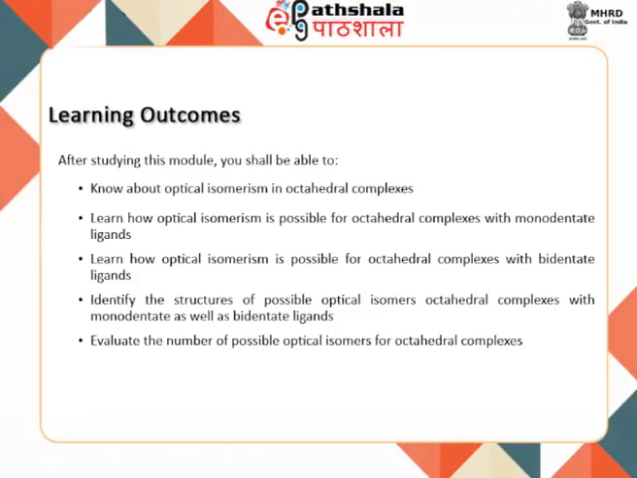After studying this module, you shall be able to know about optical isomerism in octahedral complexes, learn how optical isomerism is possible for octahedral complexes with monodentate ligands, learn how optical isomerism is possible for octahedral complexes with bidentate ligands, identify the structures of possible optical isomers of octahedral complexes with monodentate as well as bidentate ligands, and evaluate the number of possible optical isomers for octahedral complexes.